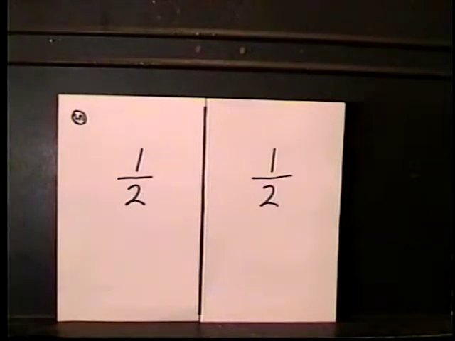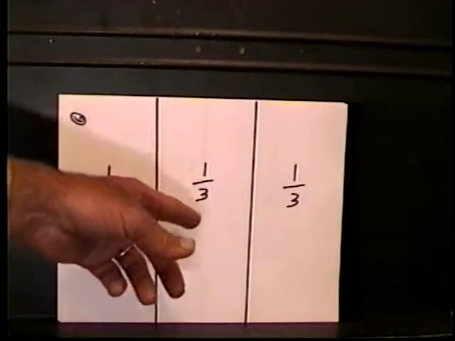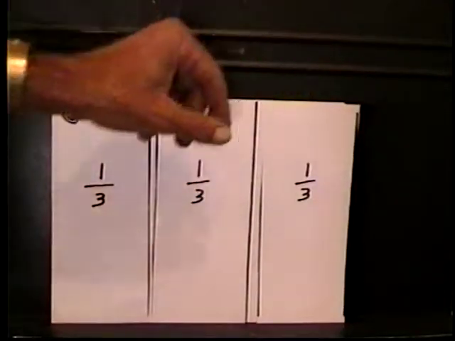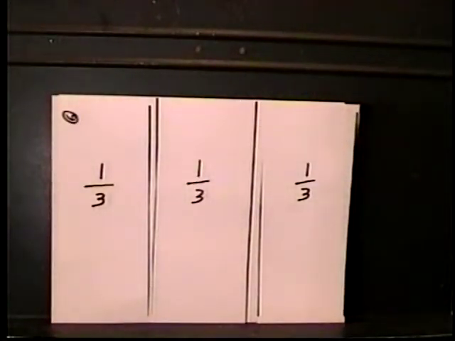We're going to do the same thing with page 6. We have 1/3, a line, 1/3, a line, and 1/3. And then if you'll cut along those lines, you should get 3 equal pieces of paper. All 3 pieces should be just about exactly the same size.